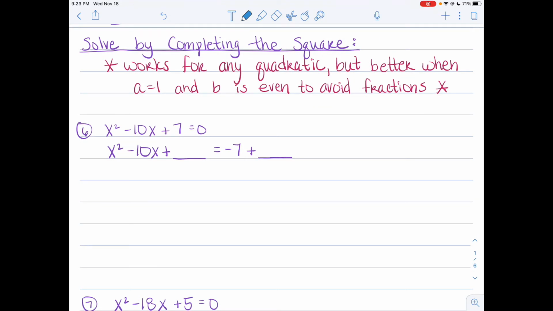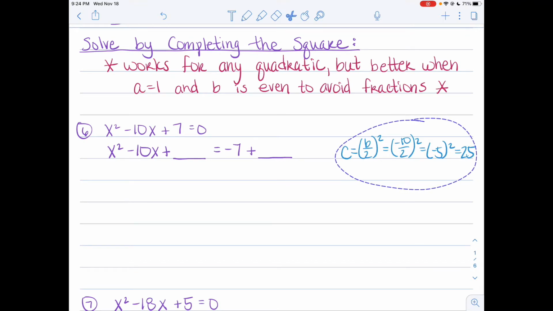So let's come over here to the side and figure out the number to put in the blank. The number to put in the blank is the c value that we're going to calculate, which is equal to the square of b over 2. So b over 2 squared, which in this case is negative 10 over 2 squared, or negative 5 squared, which is 25. You may eventually get to where you don't need to write all of this out on this side, but do it until you don't need it anymore. So I'm going to add 25 to both sides. Know that if I've added the same thing to both sides, I really haven't changed the equation.